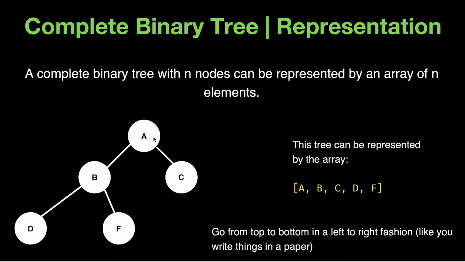The idea is going from top to bottom and left to right, just like when you write on paper. You start from the top, write left to right, then come to the next line, left to right, next line, left to right. For the array representation, A, then coming to the next line, B, C, and coming to the next line, D, F. A, B, C, D, F. This is the array representation.